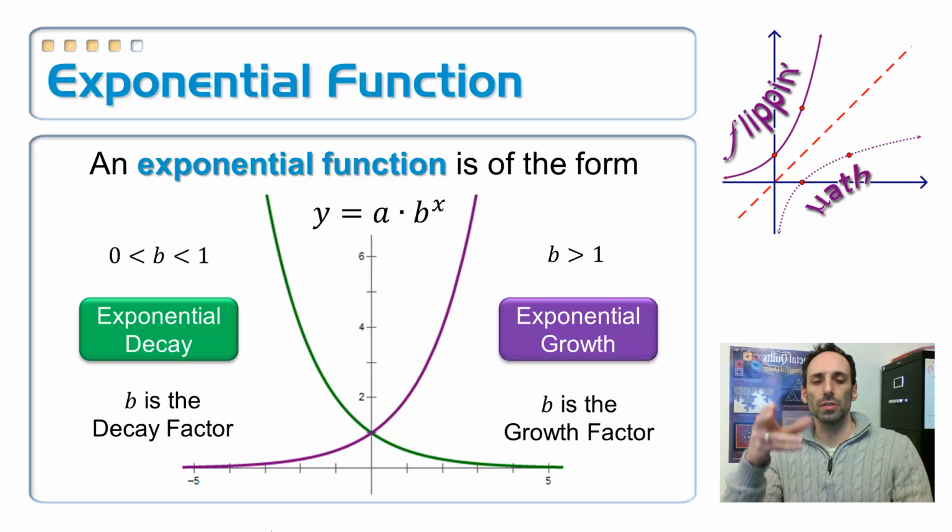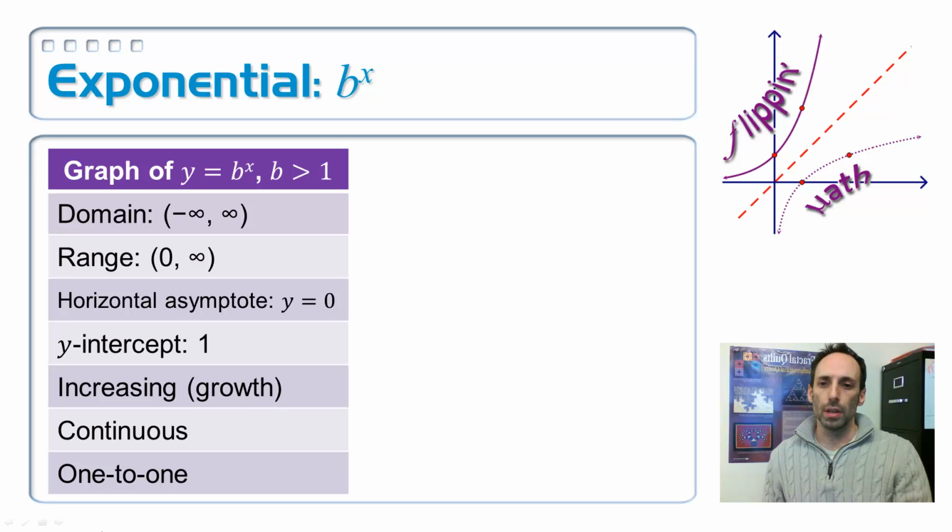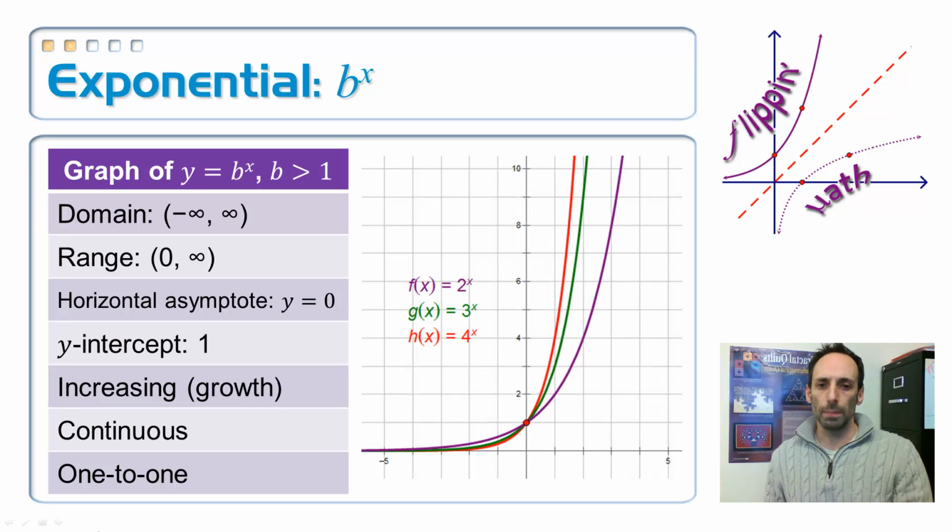So let's look at some key parts of those graphs, maybe something to write down. So here are your graphs again for an exponential growth function. I know these are growth functions because the b value, the base, is bigger than 1. The domain, well, I can stick anything in there I want to. It's all real numbers. The range, since I have a horizontal asymptote at the x-axis, is everything bigger than 0. So I don't include 0, but I go up to infinity. Horizontal asymptote at the x-axis, or y equals 0.